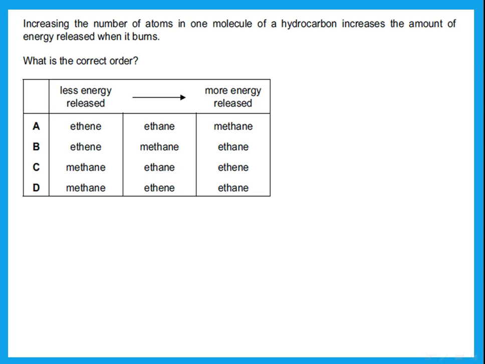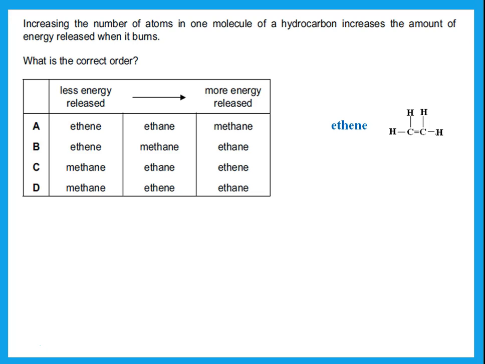Increasing the number of atoms in one molecule of a hydrocarbon increases the amount of energy released when it burns. So he's saying which of these will give least energy and which of these will give more energy. And he's telling me that the one with more atoms gives more energy. Well, let's see. He has methane, ethane, and ethene. So ethene is this with a double bond. He's looking for the number of atoms. How many atoms do I have in ethene? Well, I have 2 carbons and 4 hydrogens, so I have a total of 6 atoms.